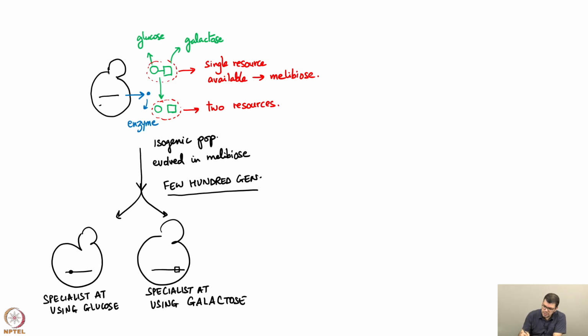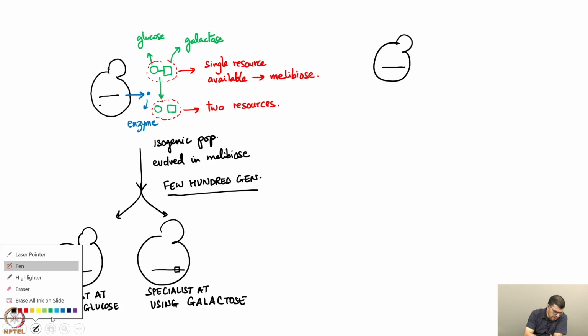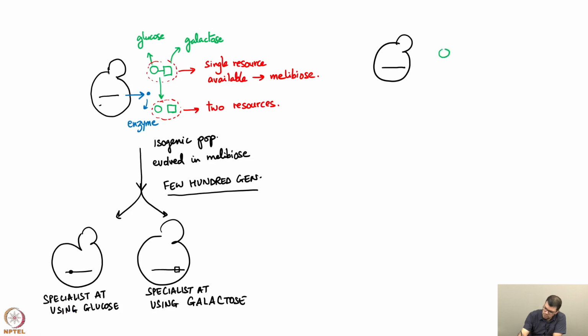Interestingly, if we do the same evolution experiment in a mixture of glucose and galactose, so now I am starting with the same isogenic population, but the environment in which I am evolving it is glucose plus galactose, and the public good is no longer required, then what happens is that the entire population first uses up glucose in the flask. When all the glucose is gone, then the entire population switches to galactose, and we see this transition take place.